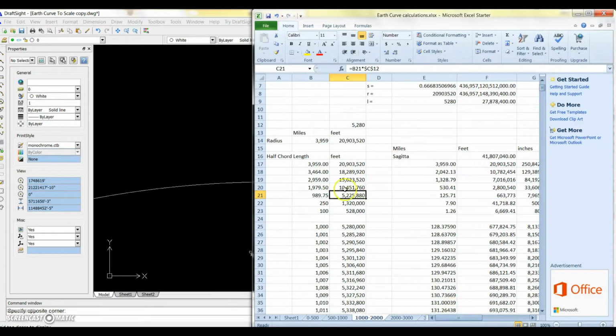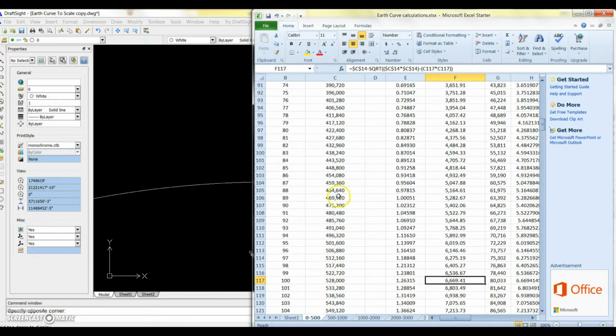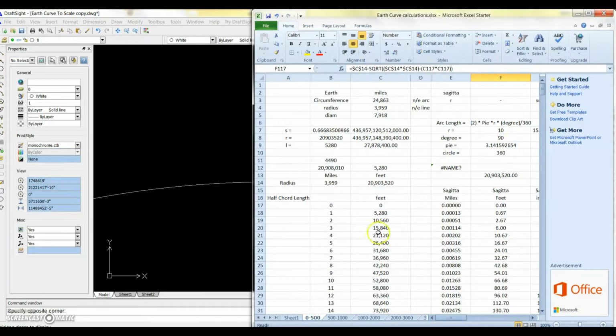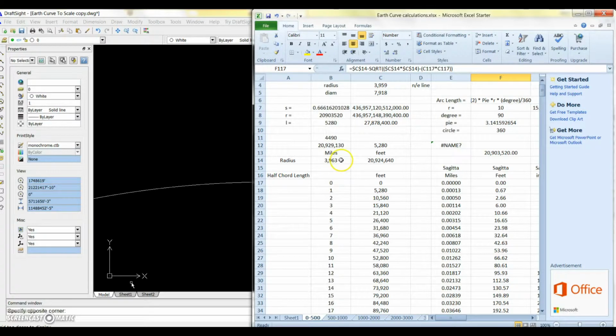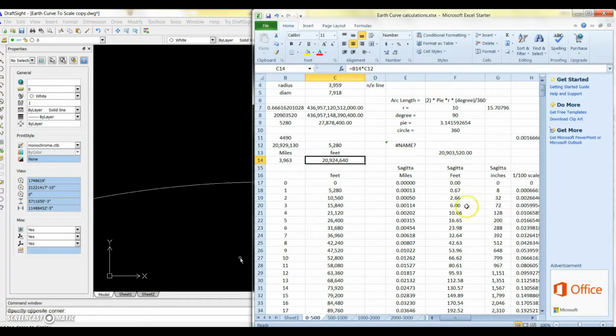The only other thing I want to talk about is why it doesn't matter whether it's 3959 or 3963. Because if I change this to 3963, change that to 3963, you can see my feet has changed now to match that. But what is interesting is this doesn't really change. It's still 8, 32, 72, 128. It doesn't change. If I hit the undo button, watch, 5 miles, 16.65, 16.67, 200 inches. It's still 200 inches. It's still small distances, doesn't change at all.